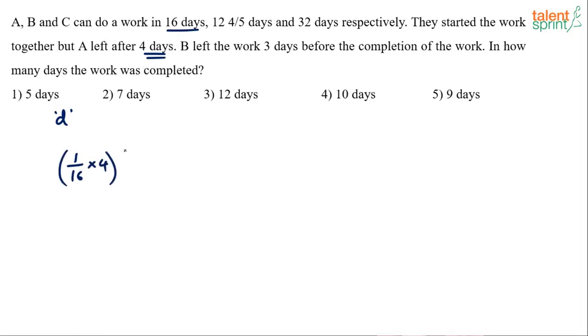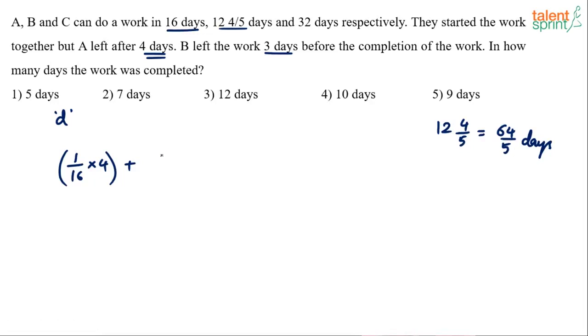So this is the amount of work done by A plus the amount of work done by B. See, B left 3 days before the completion of the work. We are assuming that the work took D days. So 3 days before meaning B worked for D minus 3 days. At what capacity? See, B can do the work in 12 4 by 5 days. Let's simplify this. Meaning 64 by 5 days, right? 12 times 5 is 60, 60 plus 4, 64. 64 by 5 days. This is the number of days that B takes.